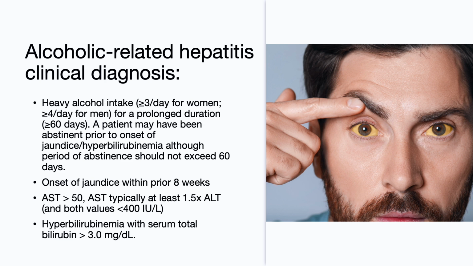The onset of jaundice should be within the prior 8 weeks. The AST has to be at least 50, and the AST has to be at least 1.5 times as high as the ALT. And hyperbilirubinemia with a serum total bilirubin of more than 3 is indicative of alcohol-related hepatitis.